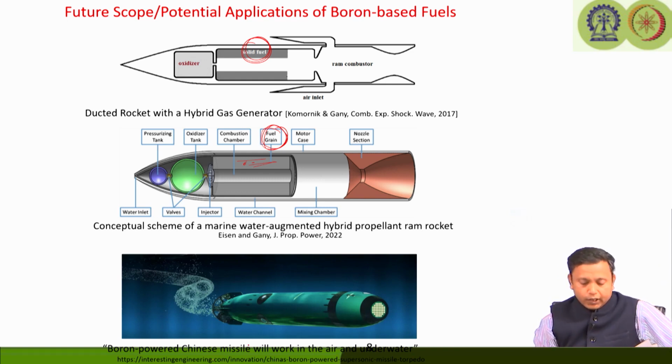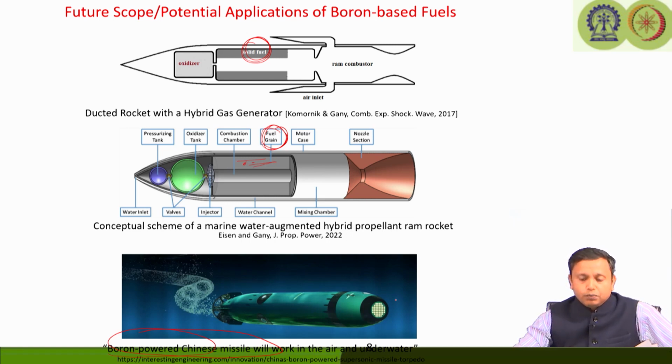This is one news article we have just encountered, that a boron powered Chinese missile will work in the air and underwater. So, you can just look at this one. This is a very futuristic idea that the boron powered missile can actually work both in water and air. So, it can be operational in a dual mode. So, what kind of fuel combinations are they trying, so that they can use boron particles in the solid fuel matrix, and that can be used in both marine application as well as in air. So, this is an ambitious project we can say.